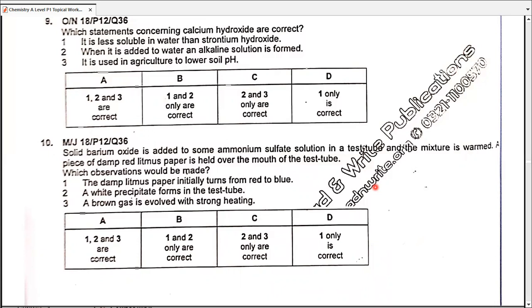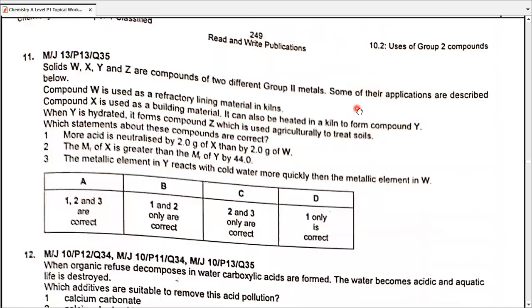And then a brown gas is evolved with strong heating. Barium sulfate is insoluble. The rest is ammonia. Ammonia is not brown. I don't think this is correct. Damp litmus paper initially. Yes. Continue. 1 and 2, B. Very good. 1 and 2, B. Okay, just a minute.